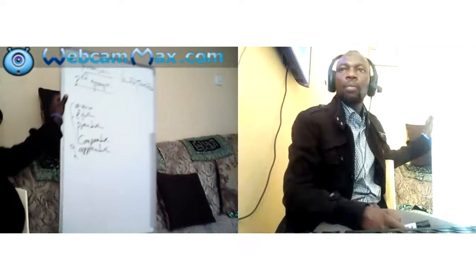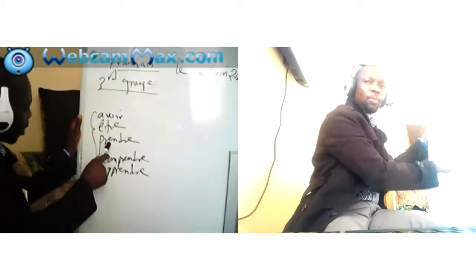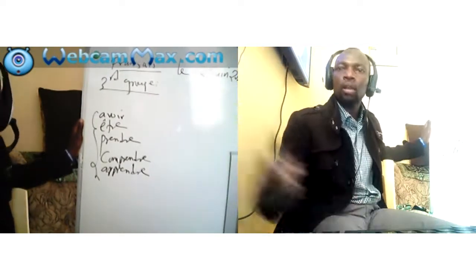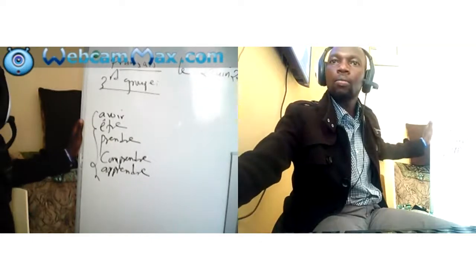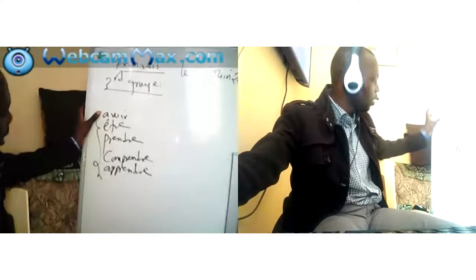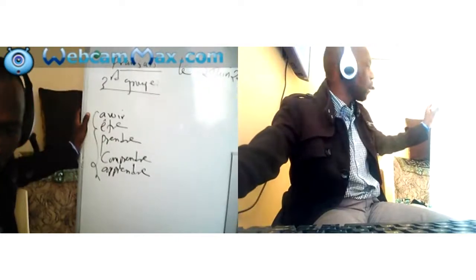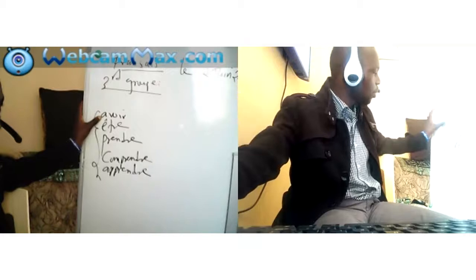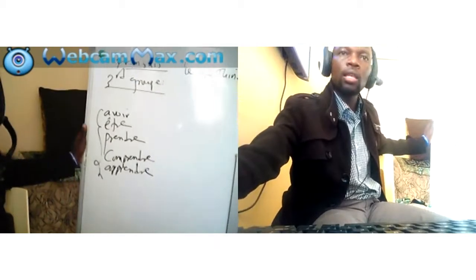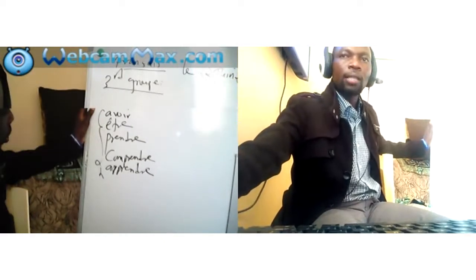The words are here. I told you to write them down kindly. We have the verb avoir, the verb faire, the verb prendre, the verb comprendre, the verb apprendre. Kindly. The question is, construct a sentence of your choice in the past tense, passé composé. That's the question. Okay? Avoir, I gave you the past. We have the verb avoir, the verb être, the verb prendre, the verb comprendre, the verb apprendre. I've given you the past participle. So my question is, construct a sentence using the following verbs expressing yourself in the past, passé composé.